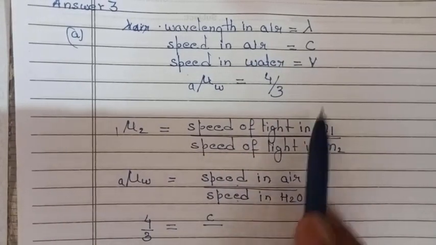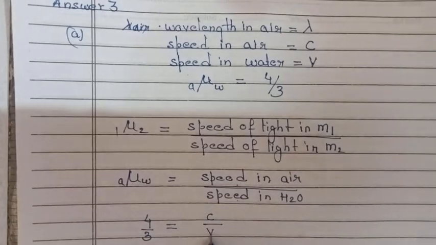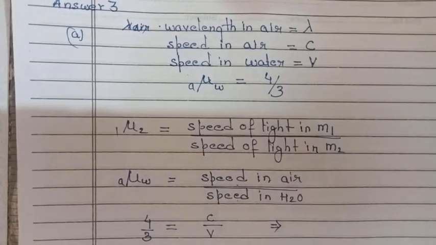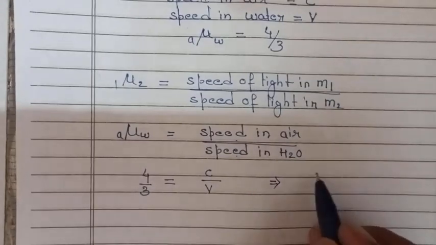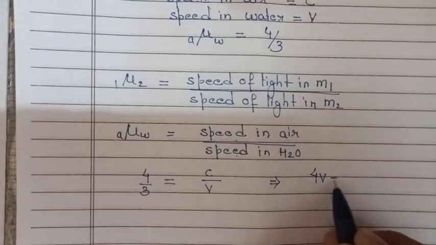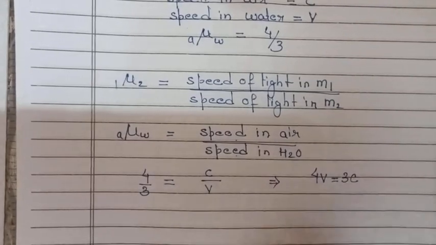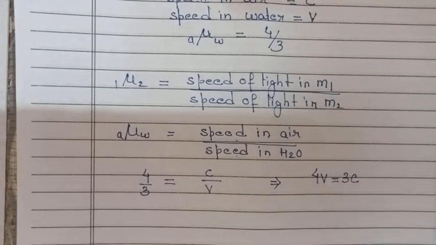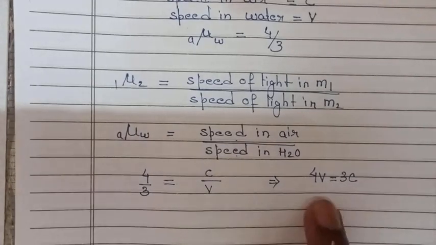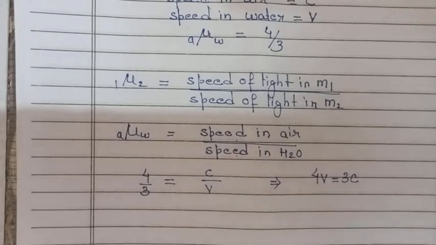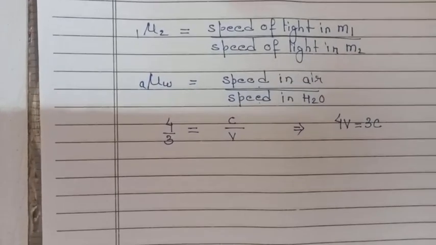Speed of light in water is given as v. So if we do the cross multiplication here, you will get the relation 4v is equal to 3c. So in the first part they have asked you to write the relationship between c and v. So we have got the relation between c and v.